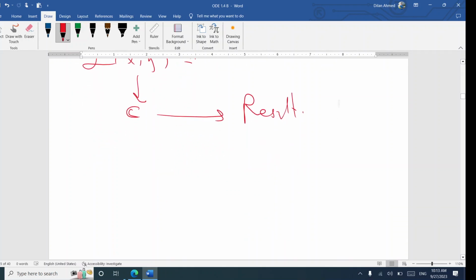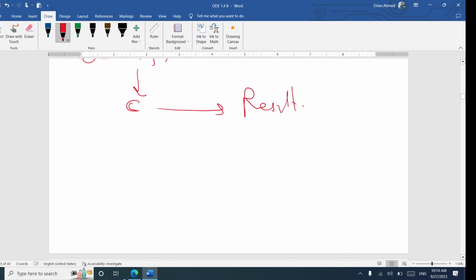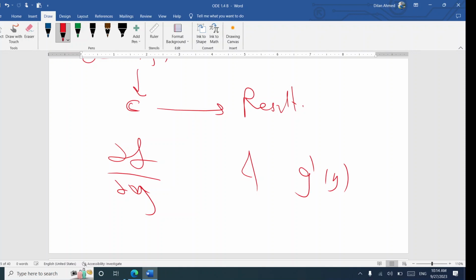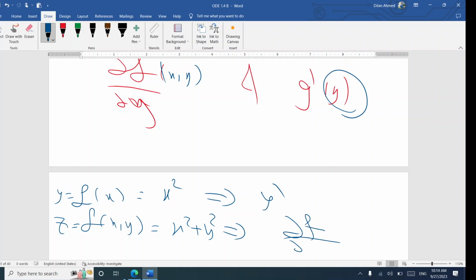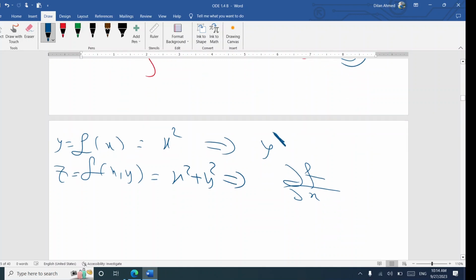This is the first. The second thing. Sometimes we say partial f by partial x, sometimes by y, but sometimes we write g prime of y. Why? Because here f is a function of x and y, but here g is a function of only y. So if your function is only of y, you write g prime. If your function contains x and y, you say partial f by partial x or y. You got it, dear? If your function contains one variable, it is a dash, like in Calculus 1. If it has two variables, it will be partial.